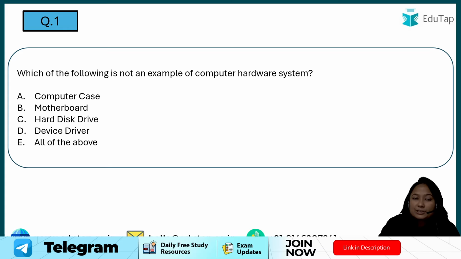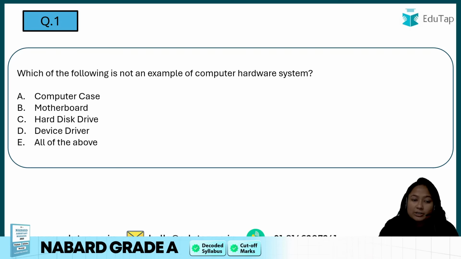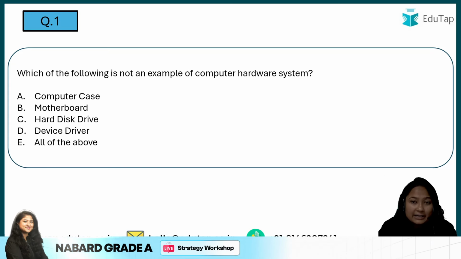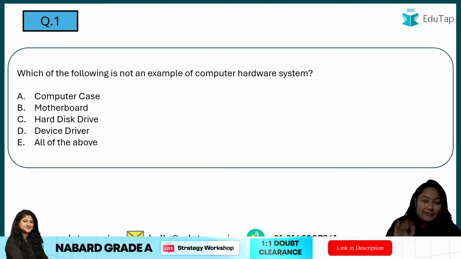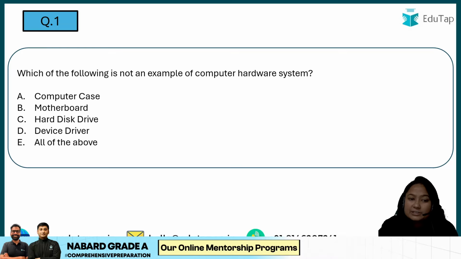Now let's begin with the questions. The very first question is, which of the following is not an example of a computer hardware system? So you will have to tell which one is not computer hardware. We have heard about the computer case, I have explained it. Motherboard we have read. Disk drive, can you touch the hard disk drive, can you see it? The answer is yes. But can you see a device driver, which is a type of software? The answer is no. So the correct answer will be option D.